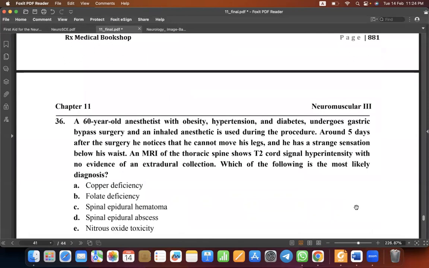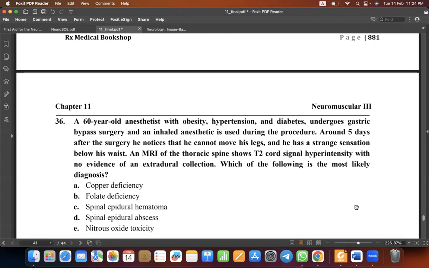So, a patient with obesity, hypertension, diabetes, and gastric bypass surgery, who also had inhaled anesthetic during the procedure. Around 5 days after the surgery, he noticed that he cannot move the leg, with a stress sensation below the waist. There is some T2 hyperintensity, and an extradural collection as well. So, what are the possibilities here? The patient is having myelopathy particularly.